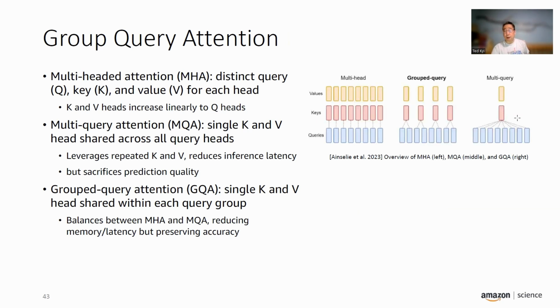At the extreme on the far right, you could say, I'm just going to have one key and one value, and I'm going to reuse those for all queries. People found that they can really speed this thing up, but it just doesn't work that well. The attention calculation, unsurprisingly, just gets to be quite poor.